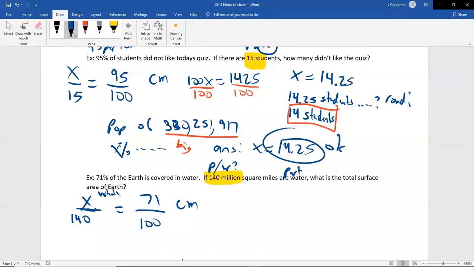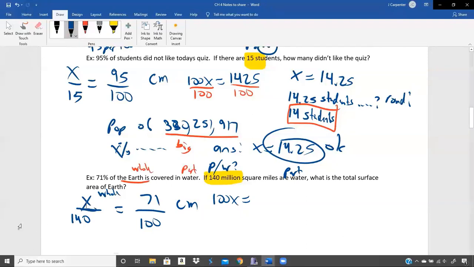Oh, and also the other way, 71% of the Earth is covered in water. 71% of, the next thing should be the bottom, the Earth. The covered in water part is not what's immediately there. That's another thing. It's saying 71% is covered in water. So of the Earth, that says the Earth is the whole, which makes the water the part. All right, so when we cross multiply, 100 times x is equal to 71 times 140. Definitely not going to do that one in my head.